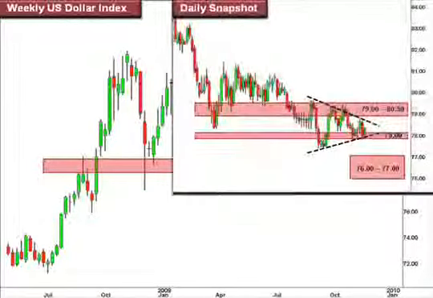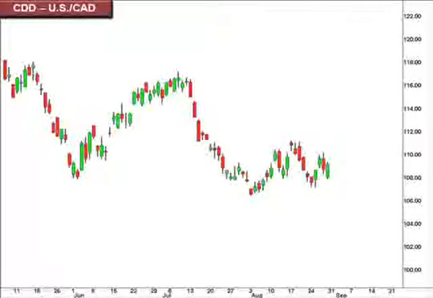Now, if we take a look at our daily snapshot, there does appear to be a sideways triangle forming here, which tends to reflect some indecision. However, this particular pattern is traditionally known as a continuation pattern, lending further credibility to a move down into that 76-77 box.